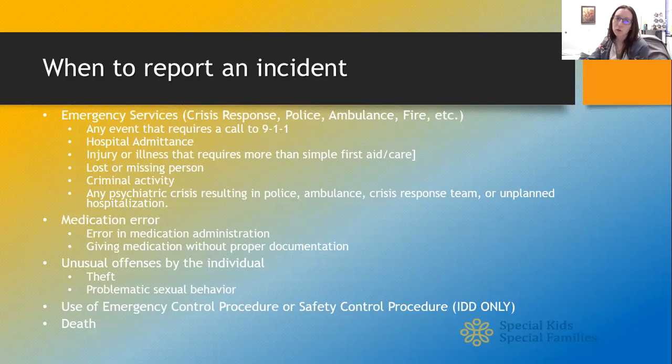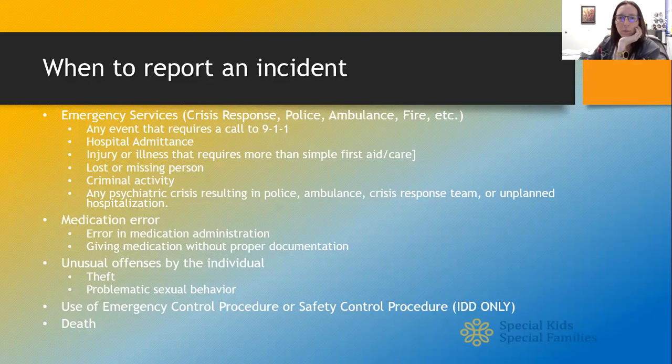Medication errors, this includes error in medication administration. So let's say you missed or forgot the morning dose of medication, and you discovered it a couple hours later, that will need to be reported. Whether or not there are adverse effects from the missed dose, that's going to indicate the level of the incident. But as a general rule, if there is an error in administration, it needs to be reported to us.